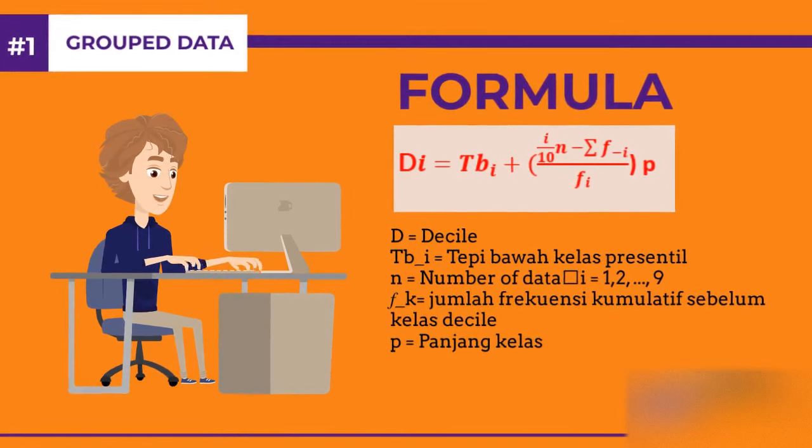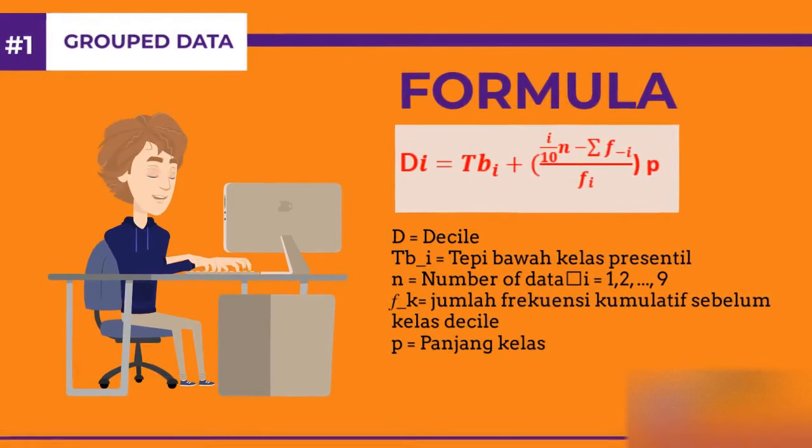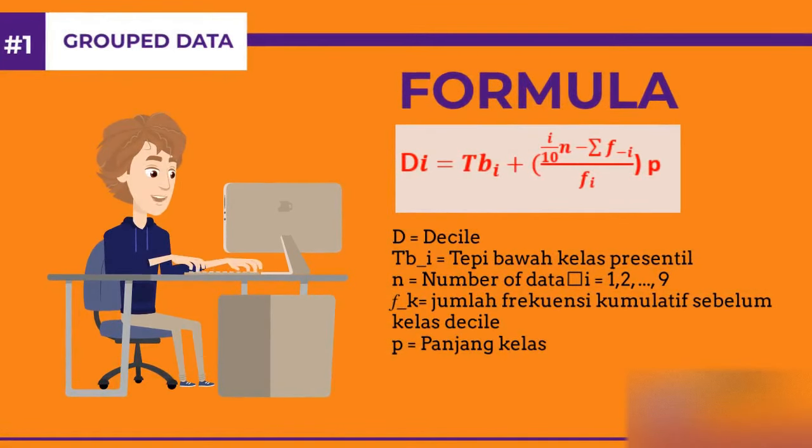Next, determine the decile for the group data. So the formula is Di equals Tb plus, in brackets, i per 10 times n minus sigma f, over fi, times p. The formula is almost the same as the quartile, but the difference is only that quartile is i per 4 because the quartile divides the data into 4 parts, while the decile is i per 10 because the decile divides the data into 10 equal parts.